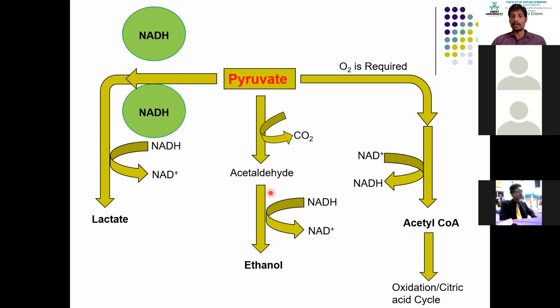Pyruvate will also convert into acetaldehyde after removal of carbon dioxide, and then NADH will be utilized to form ethanol, where you can see the fermentation. So ethanol will be formed.